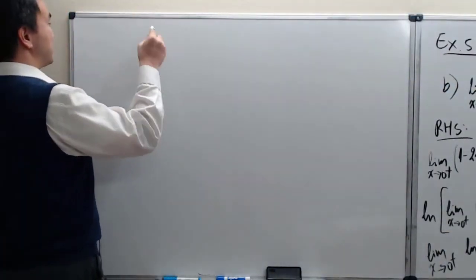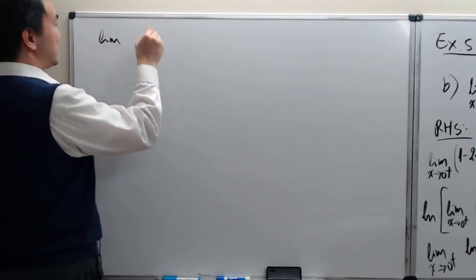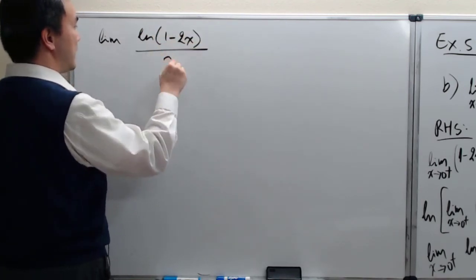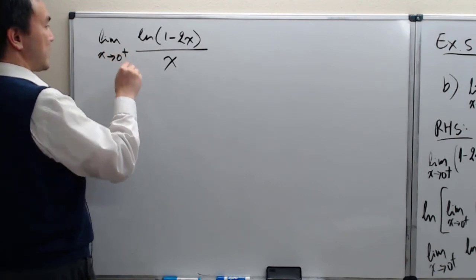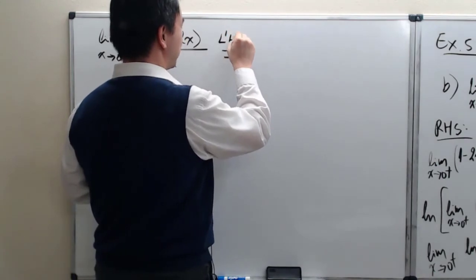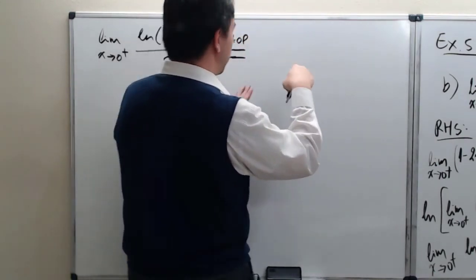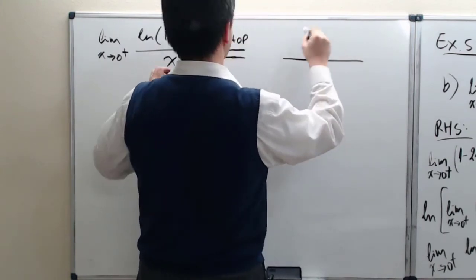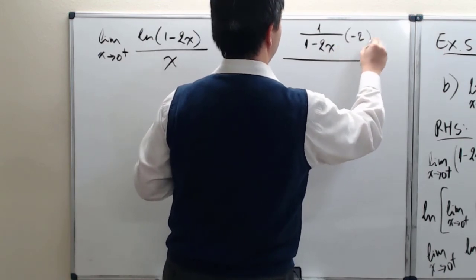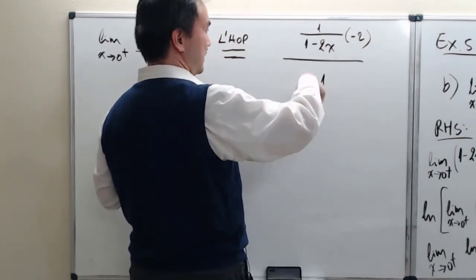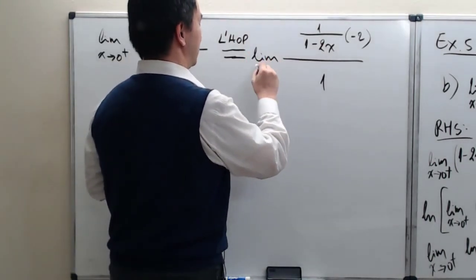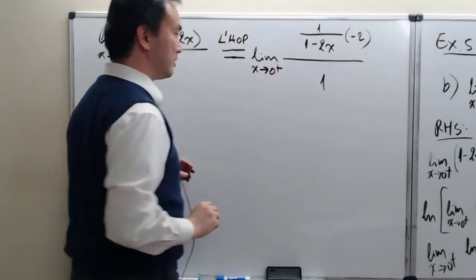now seeing that this limit of natural log of 1 minus 2x over x, as x gets close to 0 from the right hand side, is an indeterminate form, L'Hopital's rule says the result will be the same as the result of the following limit: 1 over (1 minus 2x) times negative 2, over 1. Each one of these came out as the derivative of the two corresponding functions. And we take the limit as x goes to 0 from the right hand side.